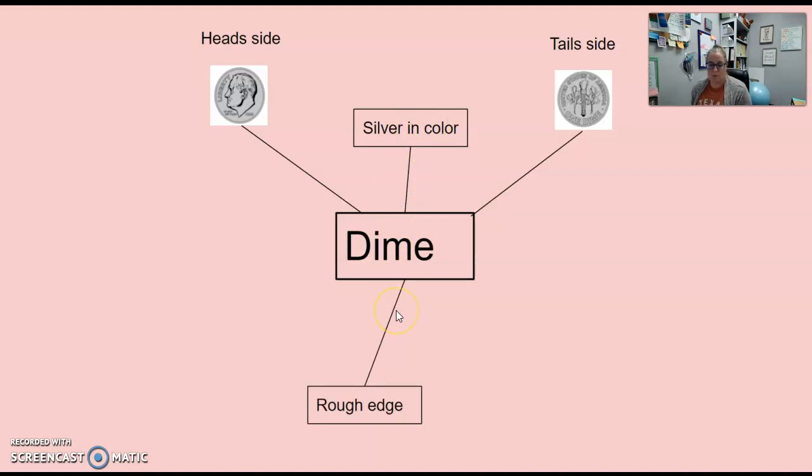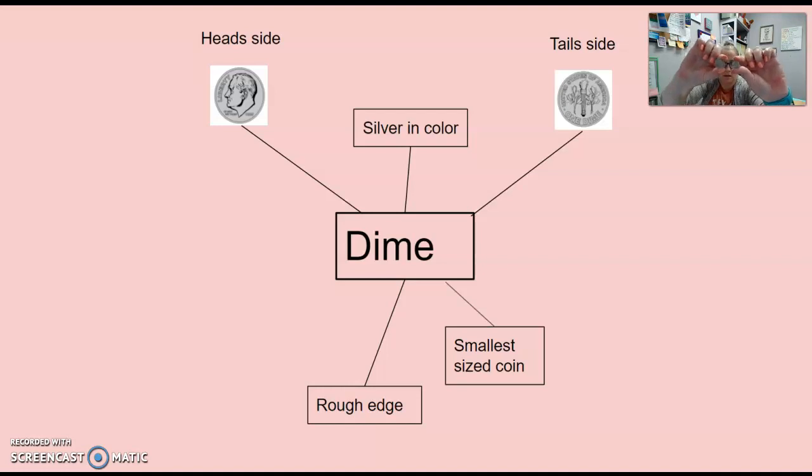This time it has a rough edge. So I don't know if you're going to be able to see this because it's such a small little piece of money. But whenever you are actually looking at a dime, the edge of this dime is rough and bumpy. The other ones we've looked at so far have been smooth, so that's how this one's different. It's rough and bumpy. And it is the smallest sized coin. So here is my dime, and here is my nickel from yesterday. And you're able to see kind of how the dime is smaller than the nickel. So it's the smallest coin that we see.